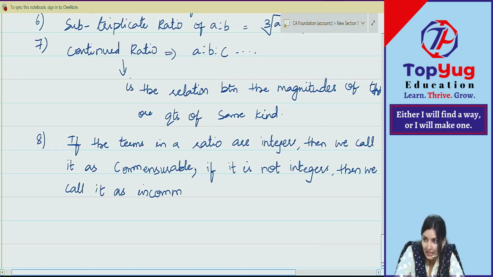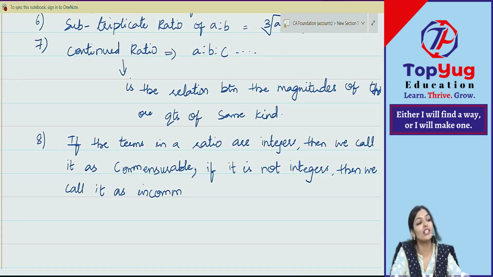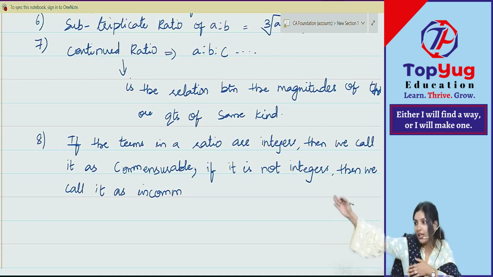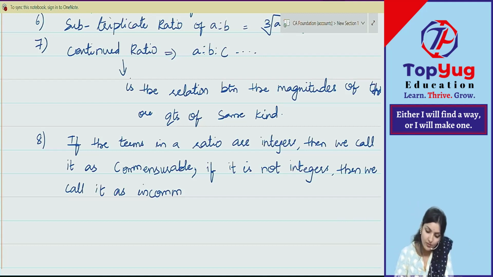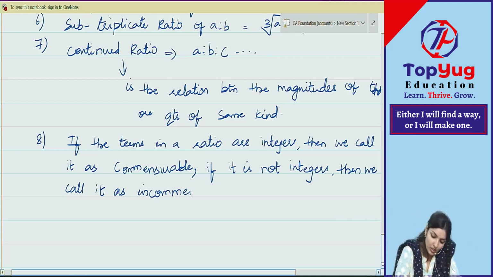Fractions में decimal नहीं रहते. Exactly. The major difference between rational and irrational is rational में numbers would be limited, but irrational में, जैसे if I talk about root 2, it will go on na continuously. That is irrational. Incommensurable.